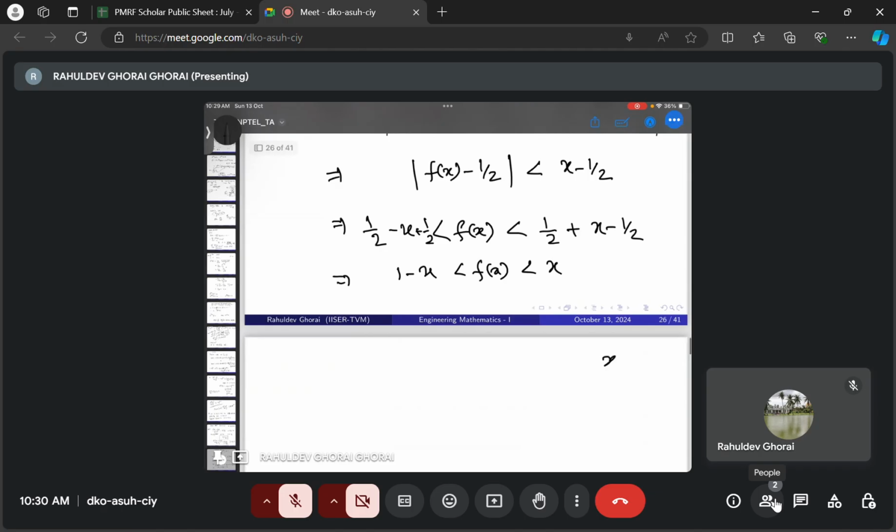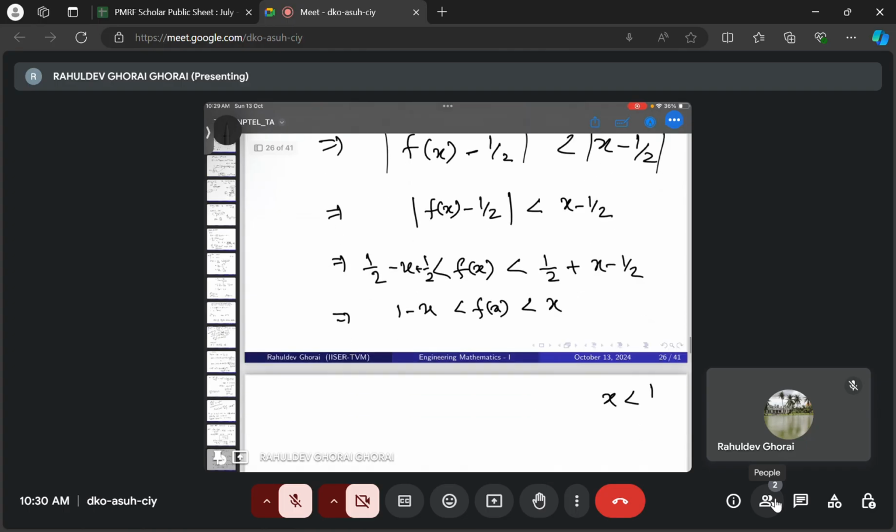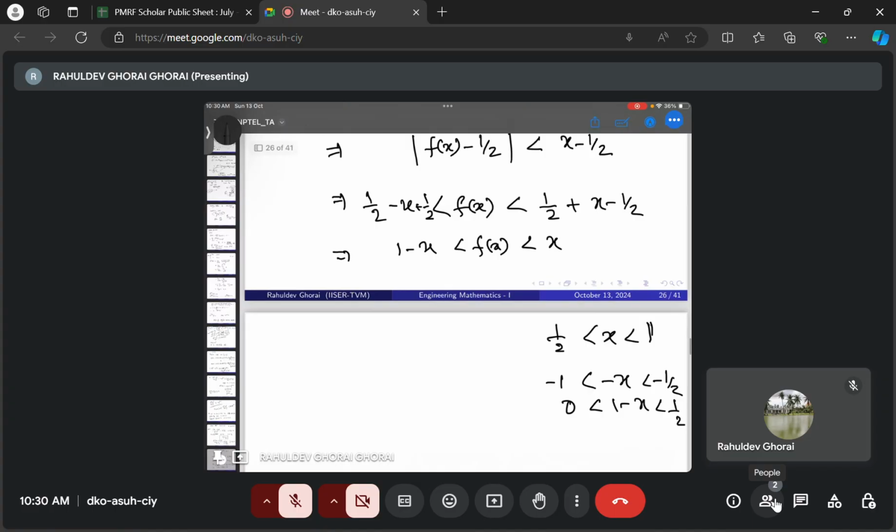And you know x is greater than half, right? But x is from the domain, so it has to be less than 1. So from here what you can write: x is less than 1 you have already, so minus x will be greater than minus 1. So that implies 0 will be less than 1 minus x less than half, right? So from here what you get, f(x) will be greater than 1 minus x, which is greater than 0, and this f(x) is less than x, which is less than 1.